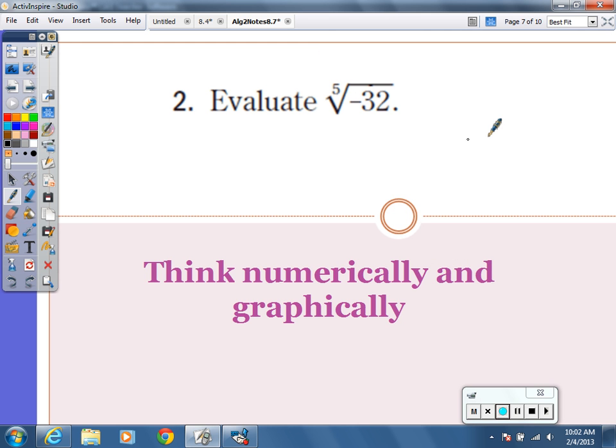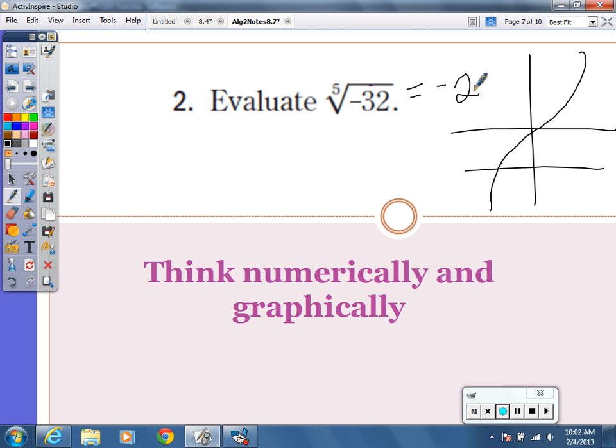So what is the 5th root of negative 32? Is that okay? Sure. X to the 5th looks like this. Negative 32 is going to happen down here. It does work. It's going to give me a negative value of negative 2. Negative 2 to the 5th power equals negative 32. An odd number of negatives is going to give me a negative. That's numerically. This is graphically.